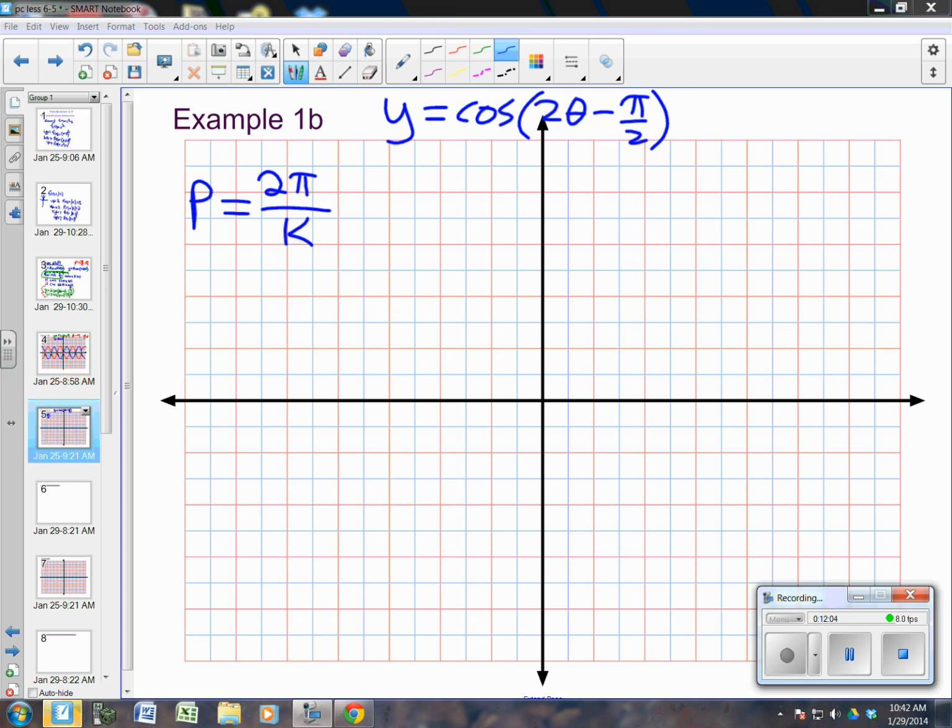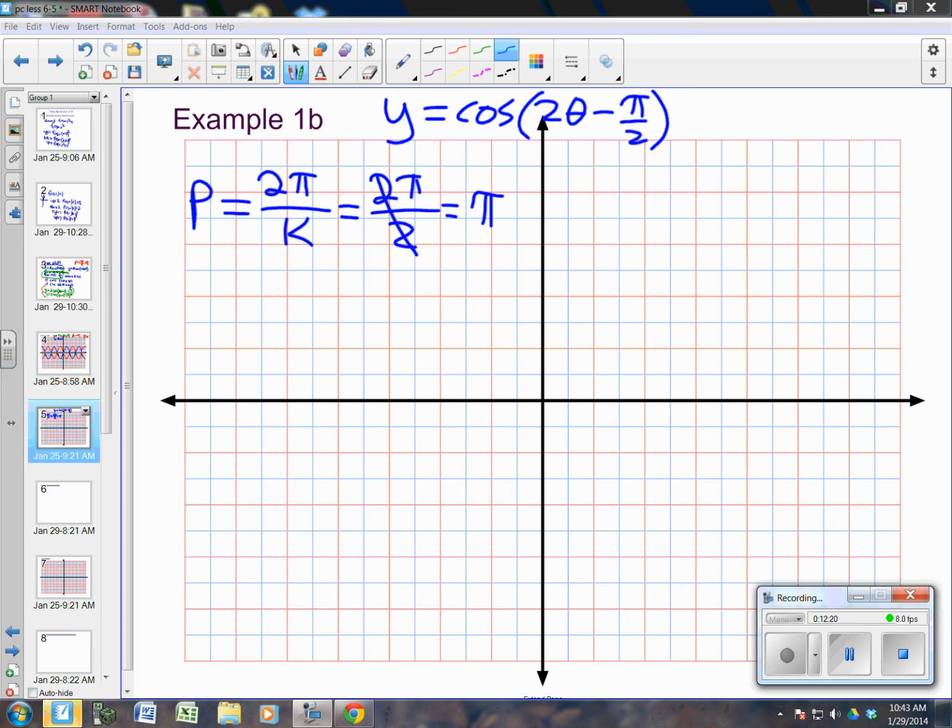The 2, because it's 2 times theta. The number being multiplied by theta is the k, and it gives the period. So 2 pi divided by 2, the 2's cancel out, and you get pi. So the period is pi. One cycle is going to take place between 0 and pi.